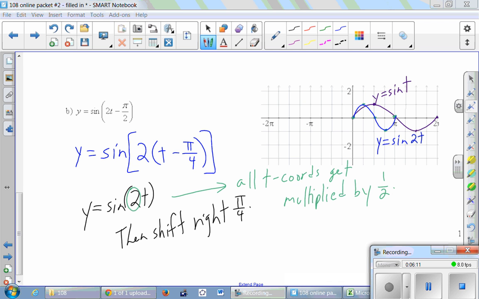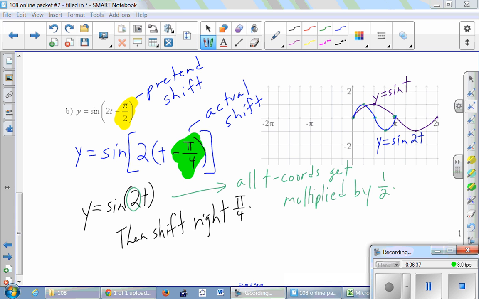And then finally, that thing gets shifted to the right by pi over 4. I just want to highlight that it's this number right here that's the final shift. It is different from this number right here. That pi over 2 is, we'll call it, the pretend shift. It's not really a pi over 2. It's really a pi over 4 in disguise. So the actual shift is this pi over 4.